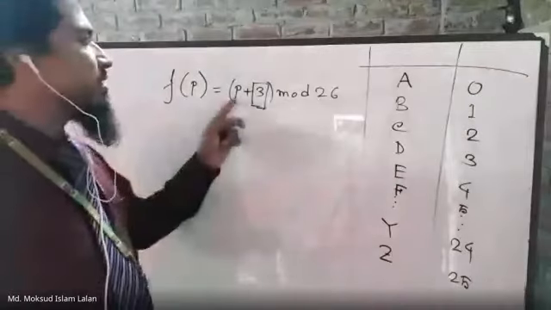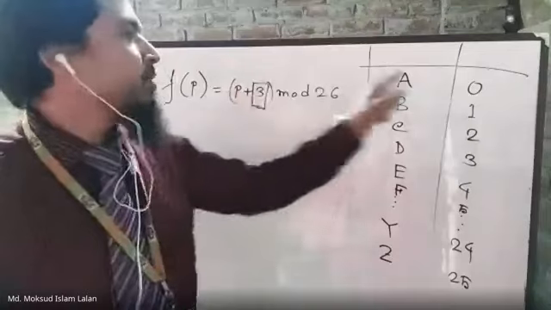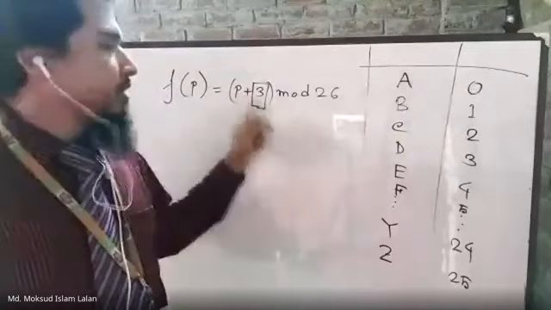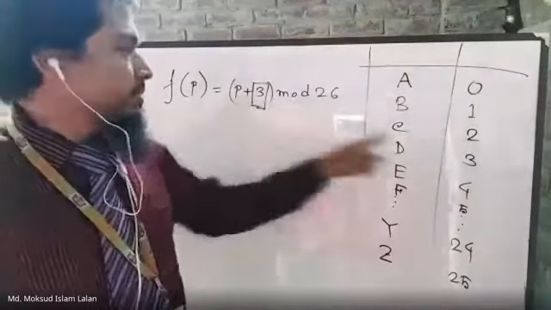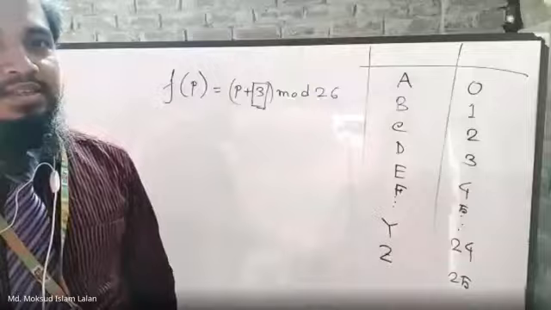So these are the P. If the letter is A, what will be the P value? P value will be 0. If C, then what will be the P value? P value will be 2. Do you understand, Sahin? Yes, sir.